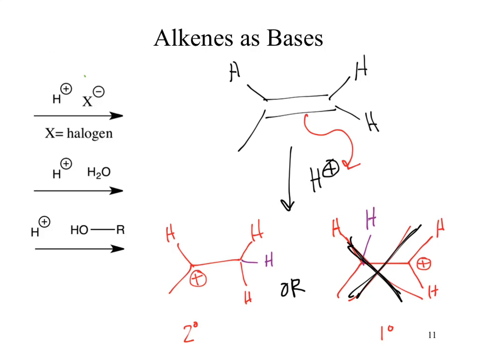If this was our first example, what's our electron source? Halogen. The halogen can then come in, form that bond. We now have our addition reaction. Our product is neutral and we're happy. What about the second example?